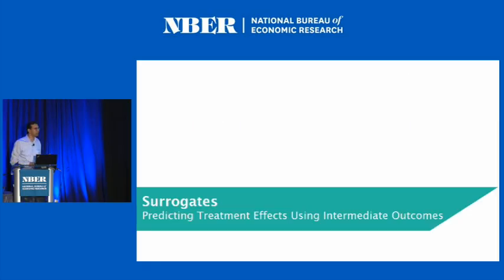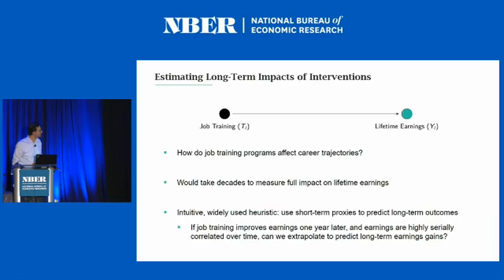So let me start with the case of surrogates. To fix ideas, let's think about the following example. Suppose I've got a job training program. That's the treatment T. And I'm interested ultimately in its impacts on people's lifetime earnings. So that's going to take, in principle, a long time to observe. You have to follow people over their entire lifetimes. You have to understand their entire career trajectories. It would take decades to measure directly.